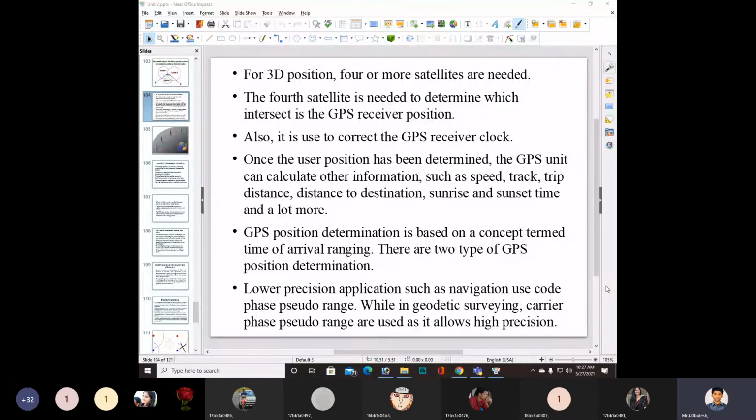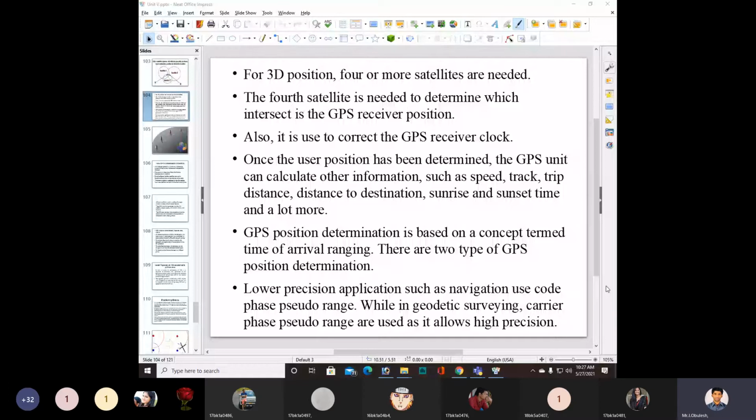And also it is used to correct the GPS receiver clock.